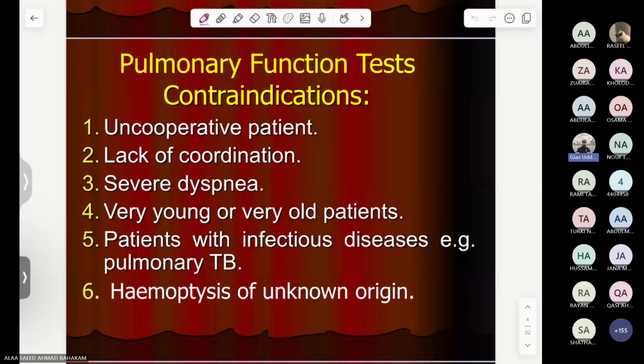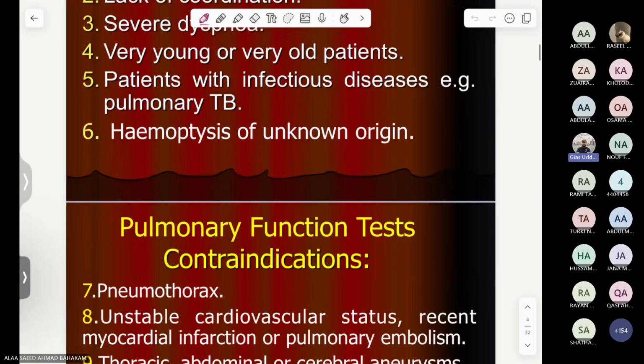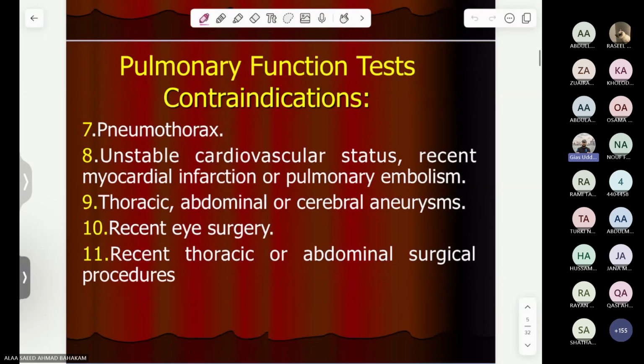Number 4, very young or very old patient, like a 4-year-old boy. He will not understand what you are saying. Or a very old patient. Number 5, patient with infectious disease, for example pulmonary tuberculosis. We cannot do this pulmonary function test. And hemoptysis of unknown origin. Hemoptysis means bleeding with the cough. All right, so there are more contraindications on this page.